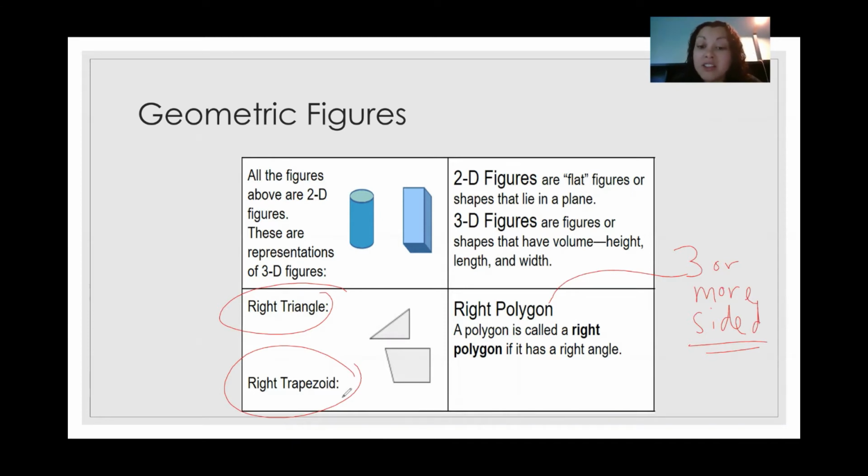That indicates that these polygons have a right angle. So you can see here is the right angle for this one. And then there's actually 2 in this one. So there's 2 right angles in the right trapezoid.